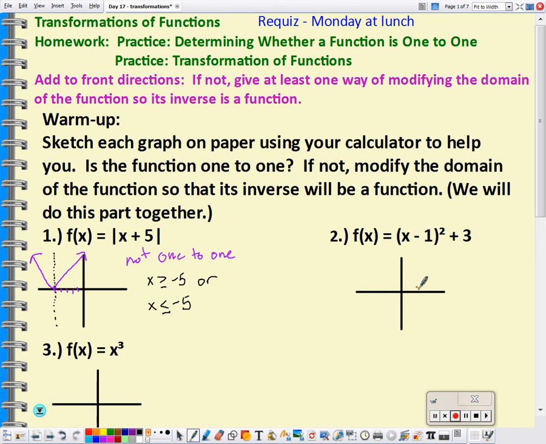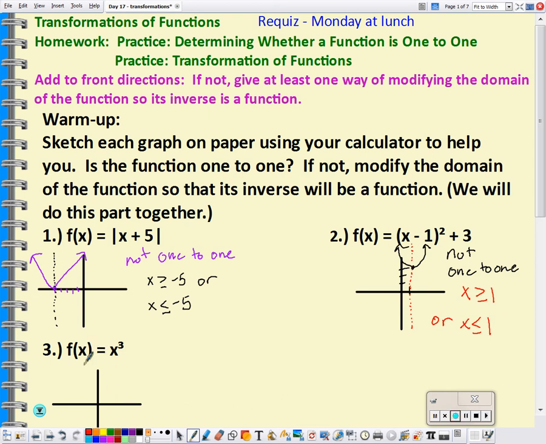So number 2, if you use your calculator, has a vertex of 1, 3. And it's a parabola. It opens up like this, and it is not one-to-one. So again, we need to take this graph and cut it at its symmetric point. The symmetric point is the vertex. It's the same name as an absolute value function. And here we can make the domain x is greater than or equal to 1, or you could use x is less than or equal to 1.